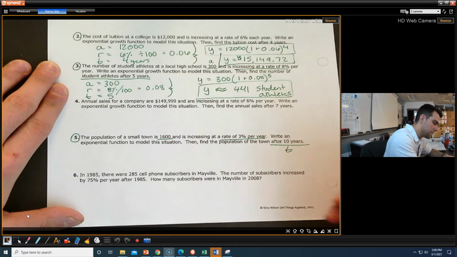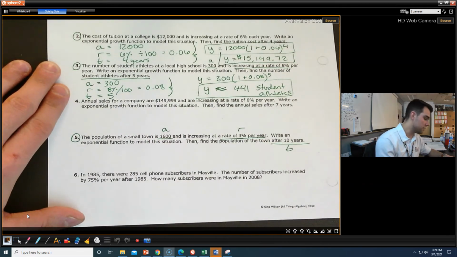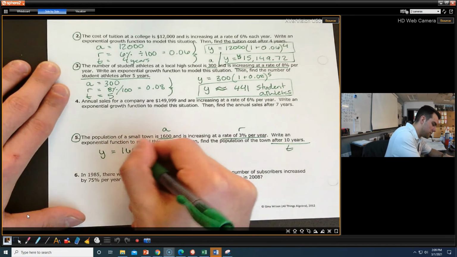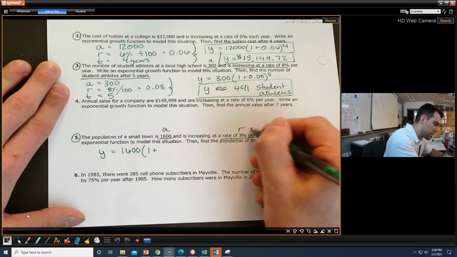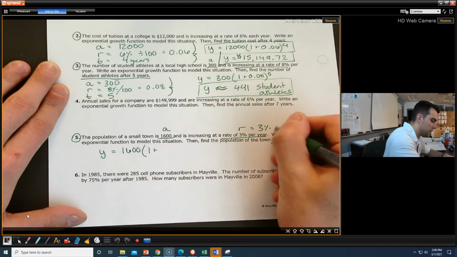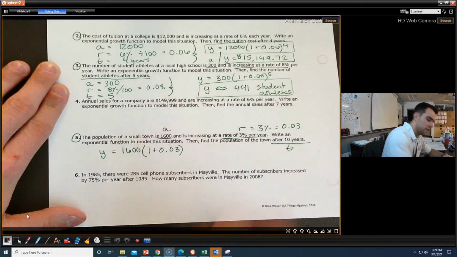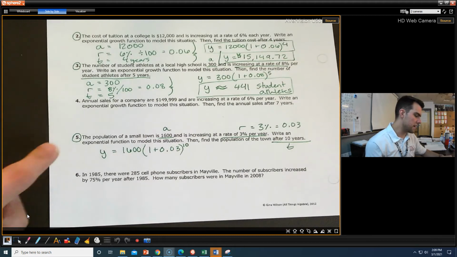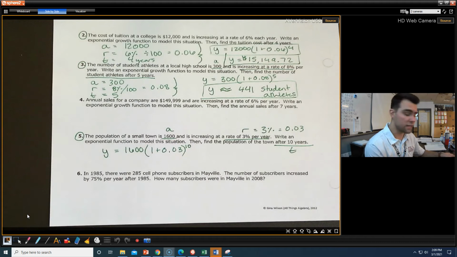So there's my T. There's my R. There's my A. I'm just going to put it all together. Okay. So y is going to be equal to, my A is 1,600, times 1 plus my rate. Now, this is 3%. I need it as a decimal, so I will divide it by 100. I will get 0.03. So 1 plus 0.03 raised to the 10th power. And there we go. There's my exponential function to model the situation. I'm throwing it into the calculator once again.